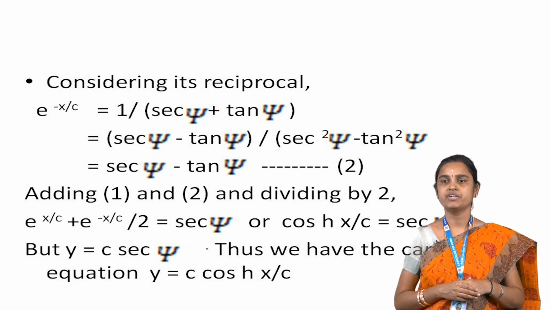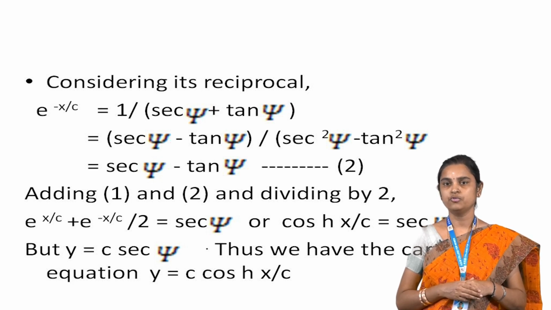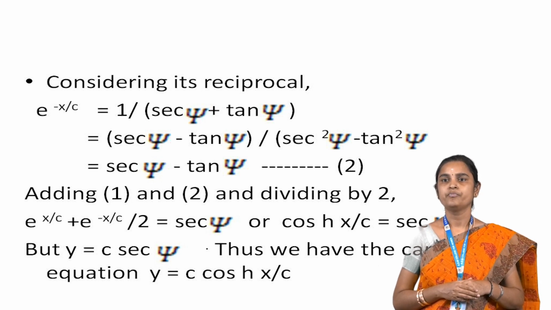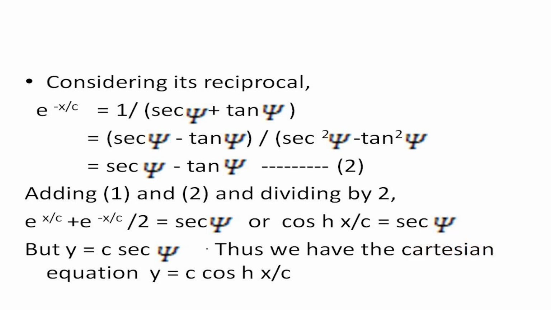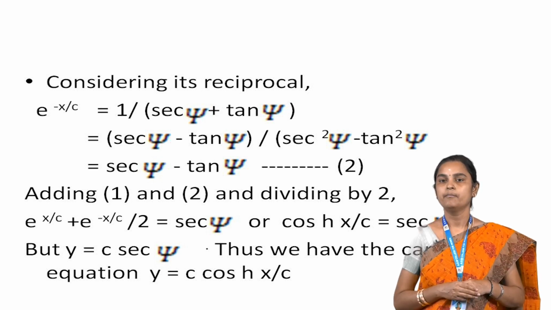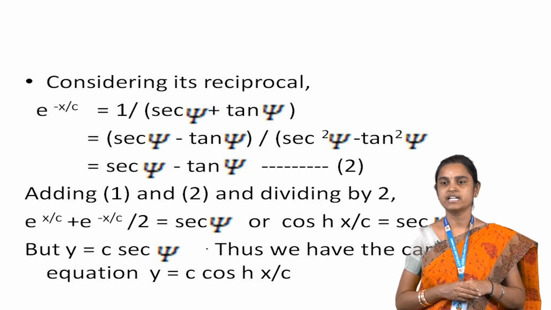Now add the first equation and the second equation and divide by 2. So e power x by c plus e power minus x by c, divided by 2, gives secant psi, because e power theta plus e power minus theta over 2 is cosh theta. So cosh of x by c equals secant psi. But we already know that y equals c secant psi. Thus we have the Cartesian equation y equals c cosh of x by c.